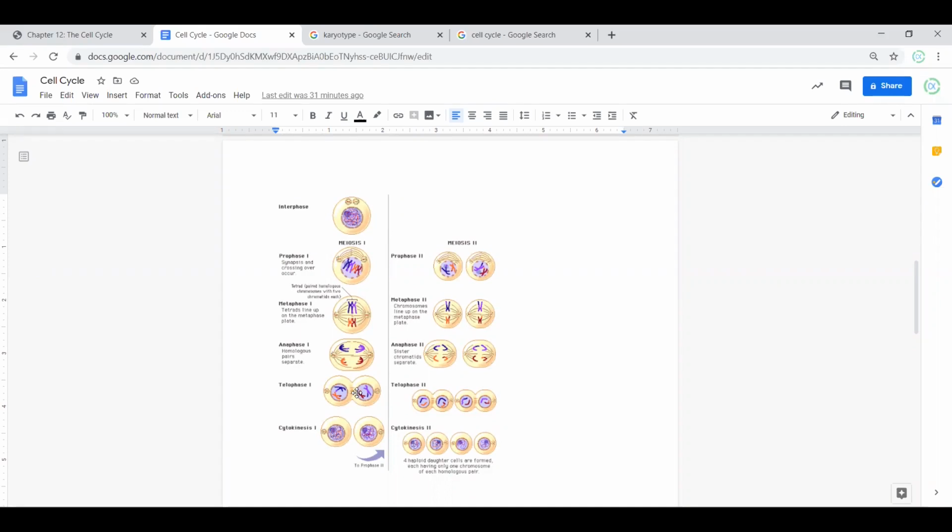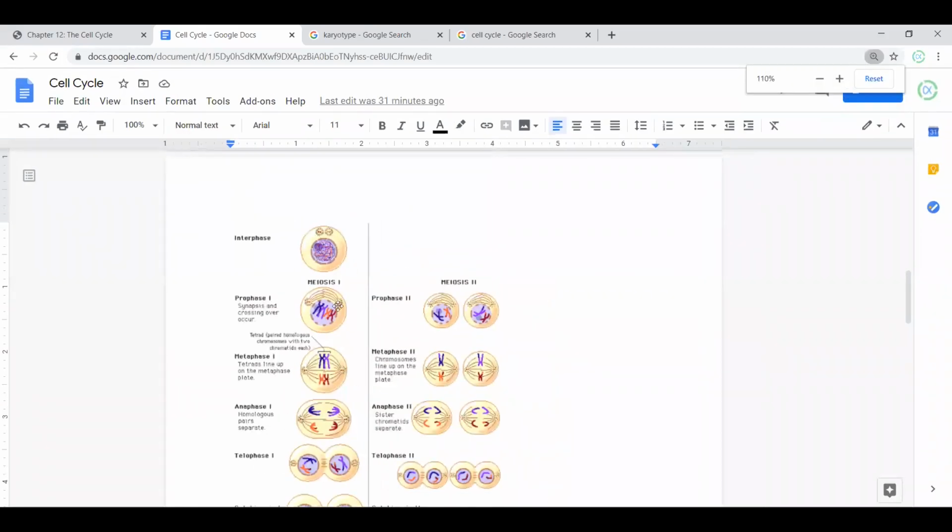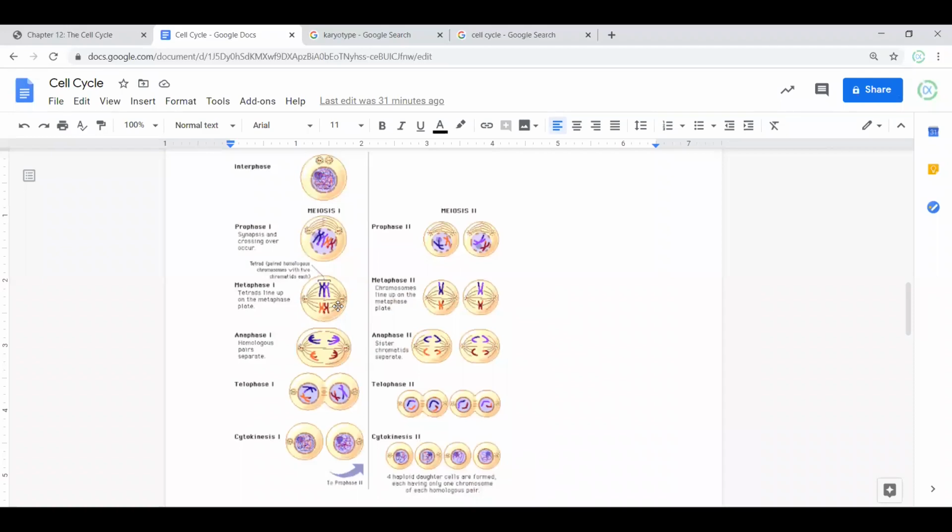So let's go over how meiosis 1 takes place. I'll zoom in here so you can see it better. The first step of meiosis is very, very similar to mitosis. There's just one small difference. Before meiosis, we have interphase. The same thing happens in interphase. The DNA replicates, the cell grows larger, all of your organelles replicate. So interphase is exactly the same as in mitosis.